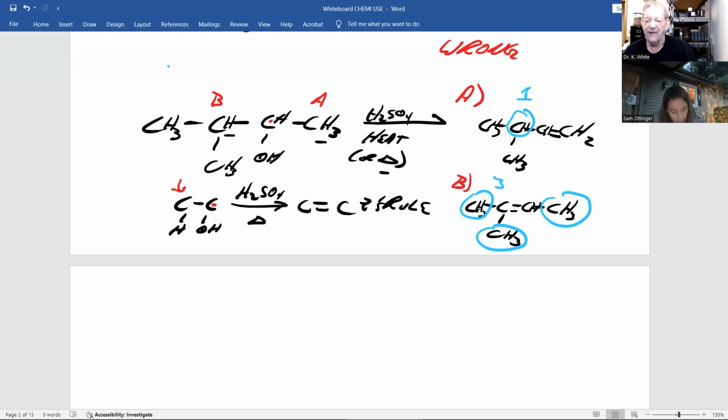And time's up. Hopefully you pick B. Therefore, this is the answer, B. And that's how you do Zaitsev's rule.